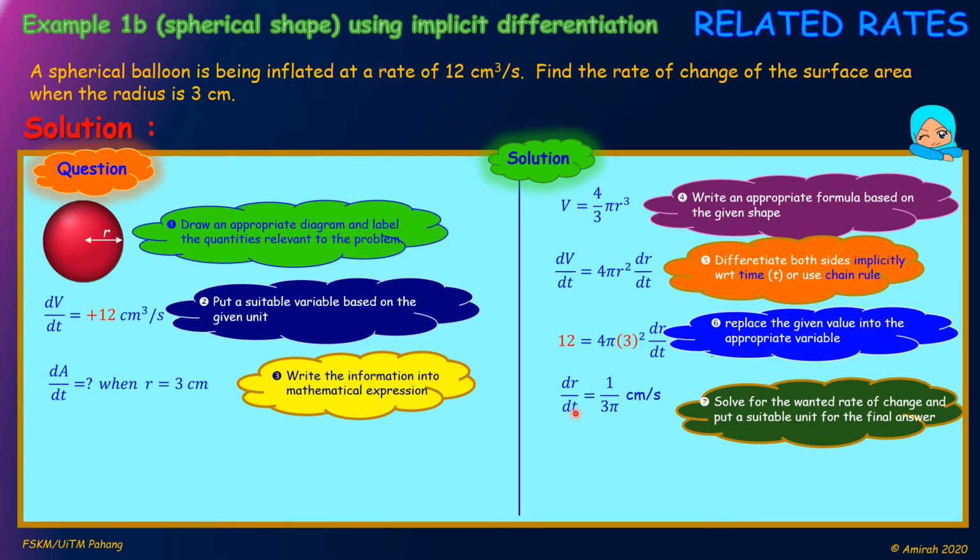But we look back at the question. The question is asking about dA over dt, which means that we still have not got the final answer. So we need to find dA over dt, because here we got dr over dt, not dA over dt.